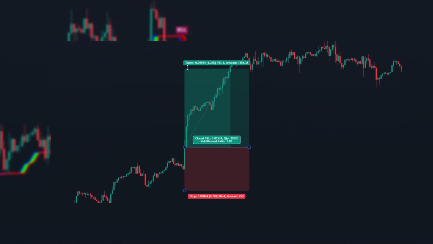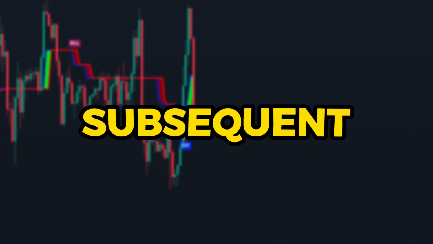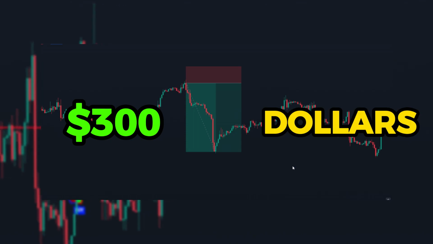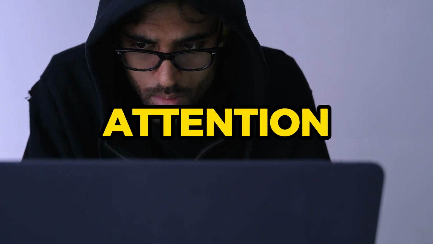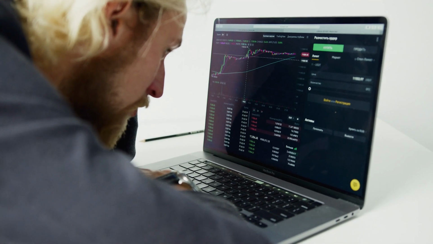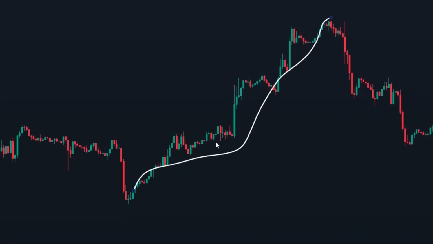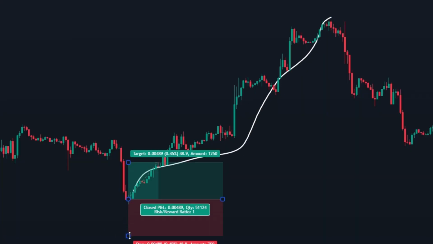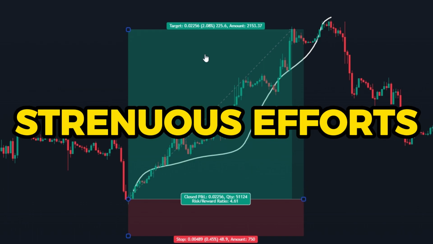This specific trade resulted in a $500 profit, and the subsequent sell trade garnered a $300 profit within a brief span. Pay close attention as I reveal a concealed indicator on TradingView that can revolutionize your daily profits, eliminating the need for conventional analysis or strenuous efforts.